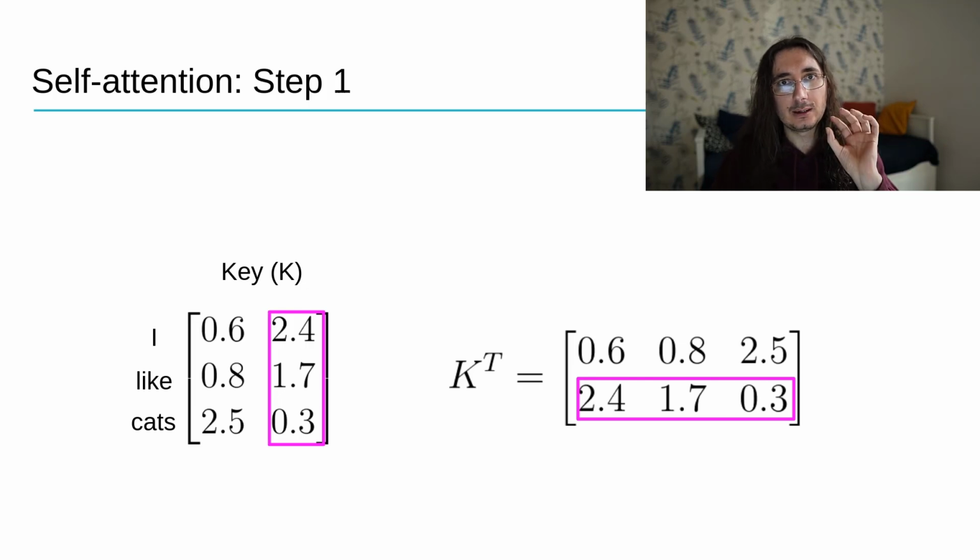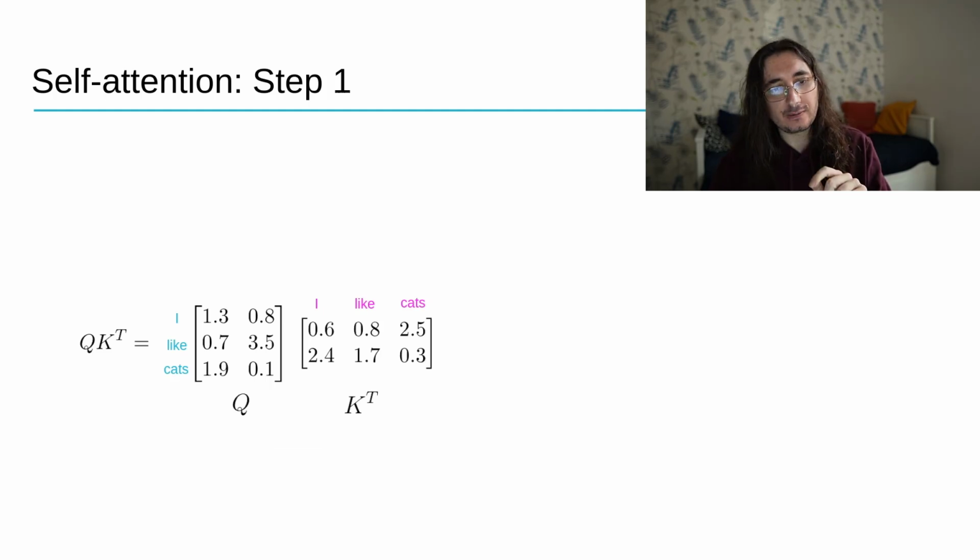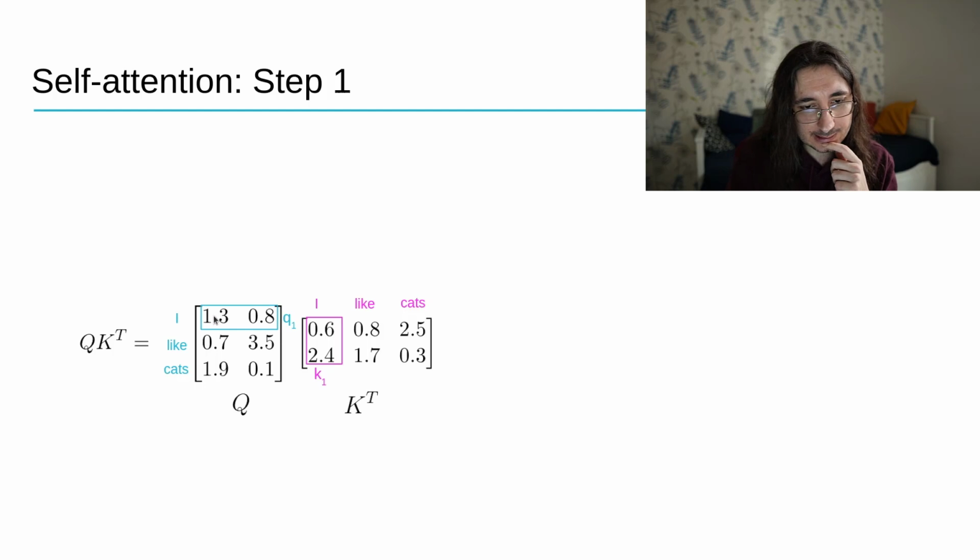Okay, so now we have the K transpose. So now we can multiply these two. But before we do that, I just want to rewrite a couple of things. And these are this vector here. So I'm going to call this word vector for Q, Q1. And so this is the word vector, the query vector, for I. And in this case, I'm going to have this K1, and this is the K vector for I.